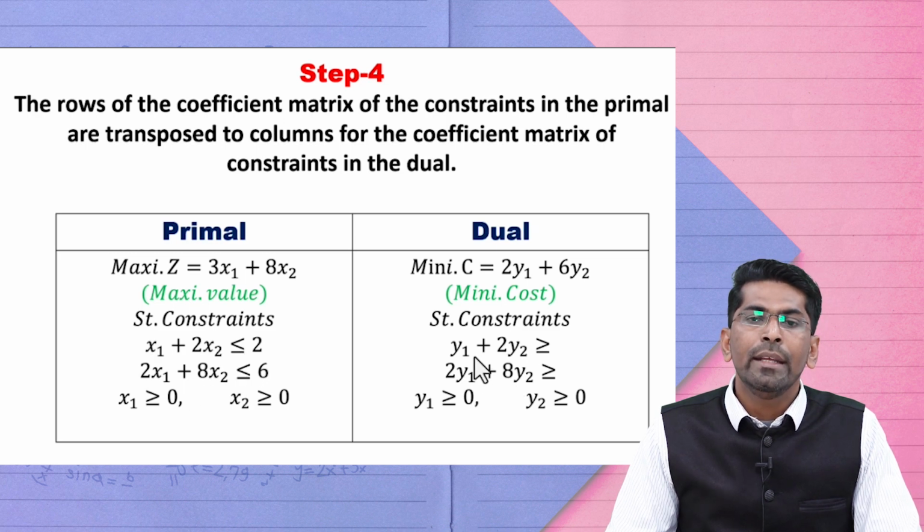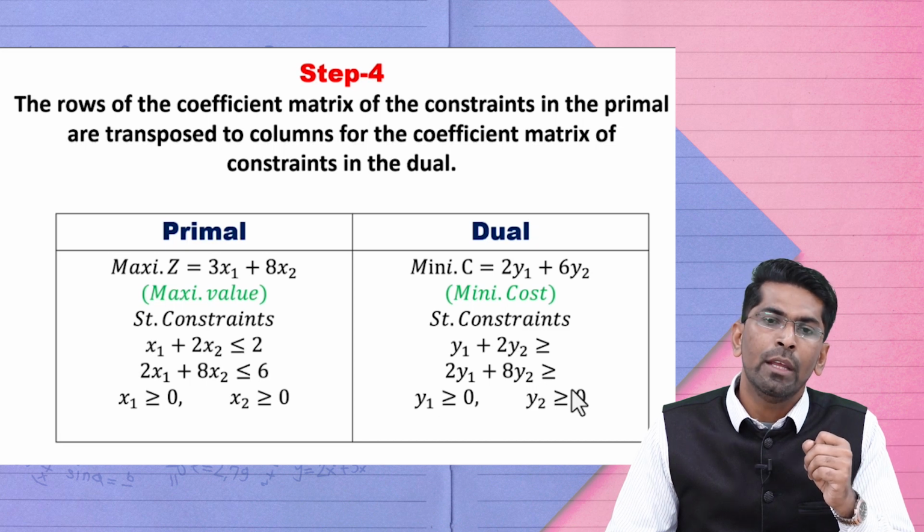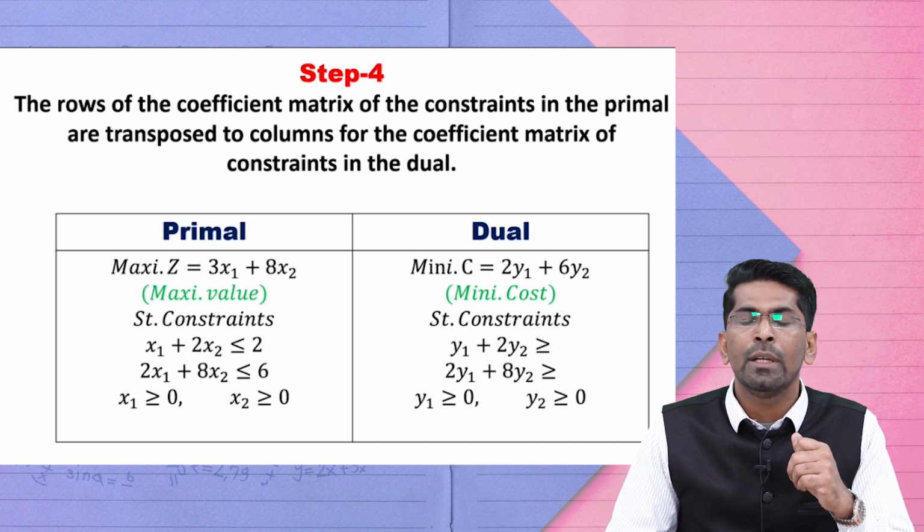So we can write it as y1 plus 2y2 greater than or equal to, then what goes here we will discuss in the next step. And 2y1 plus 8y2, which is also greater than or equal to. So both variables are non-negative.